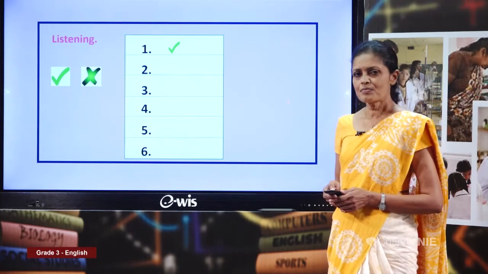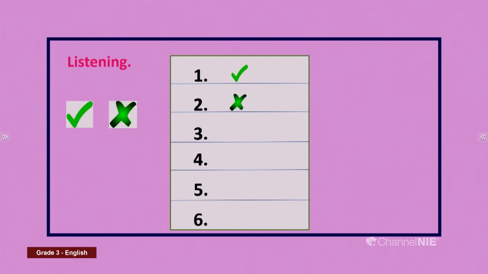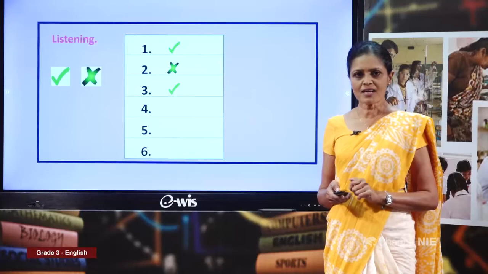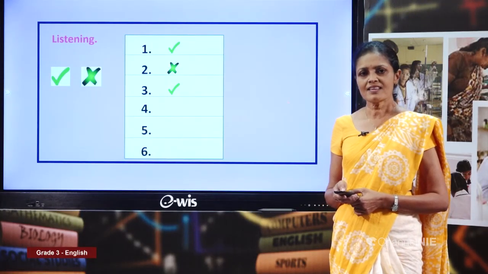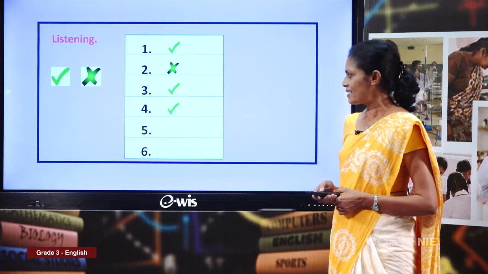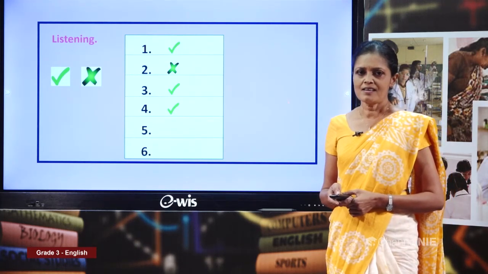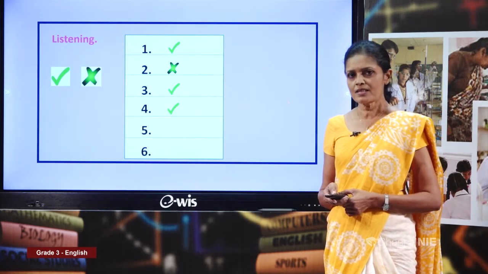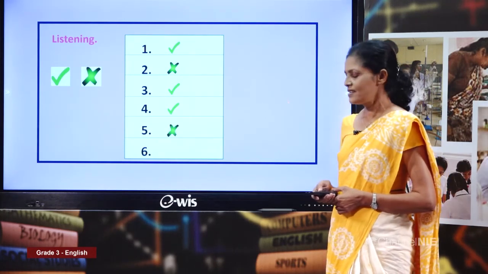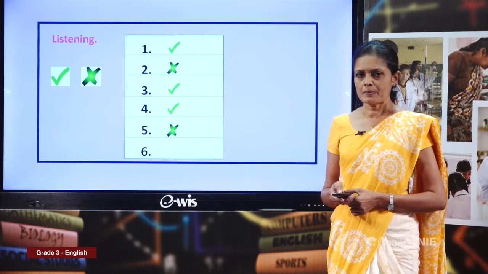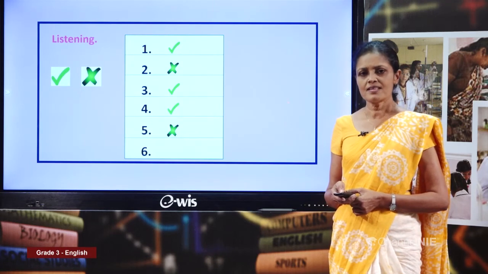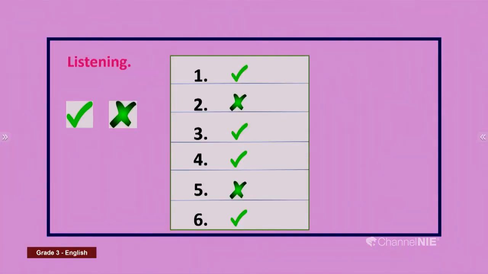Now let's check your answers. Number 2, album. What is the first sound? Does it begin with k sound? No. Then we put a cross. Number 3, cup. Does it begin with k sound? Yes. Then we put a tick. Number 4, camera. What is the first sound? K. Then we put a tick. Number 5. Beetle. Is it beginning with k sound? No. Then we put a cross. Last one, number 6. Computer. What is the first sound? So we put a tick. Did you get them all correct?